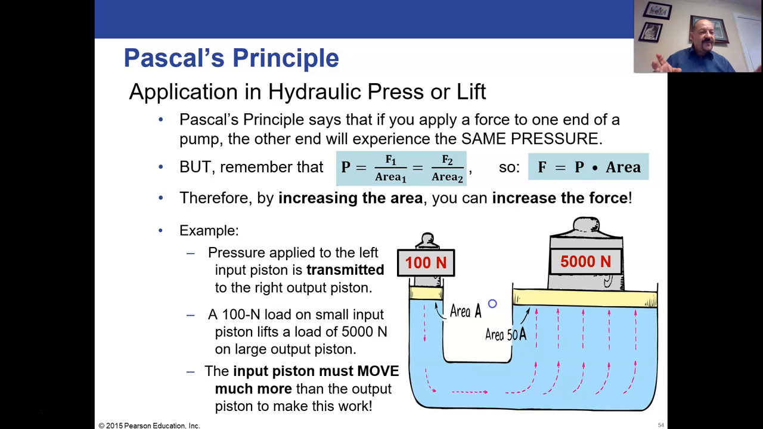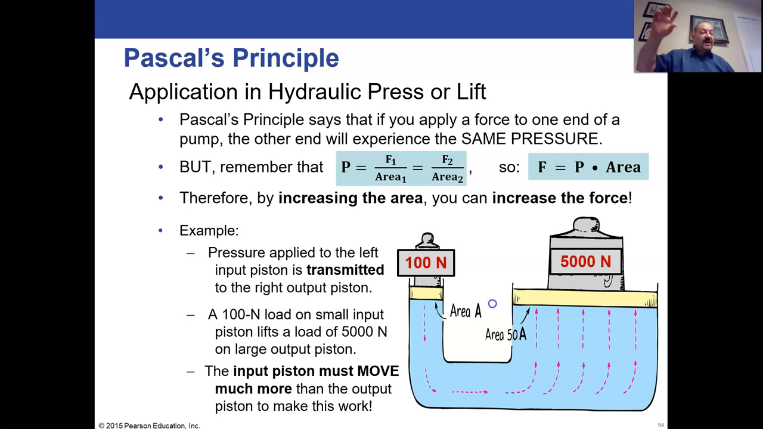Well, how do you get away with that? How do you get away with a little bit of force generating a lot of force? Well, the difference is that piston on the left has to move a lot further deeper to make the piston on the right move a little bit up. That's where it comes out. And that's how it balances in terms of conservation of energy.